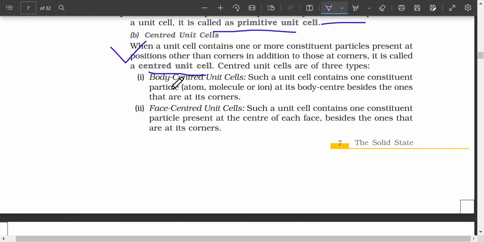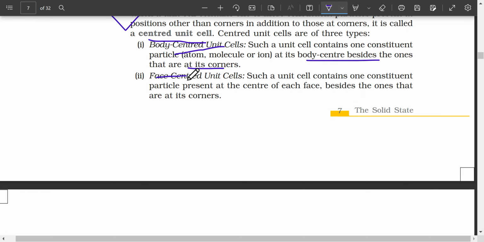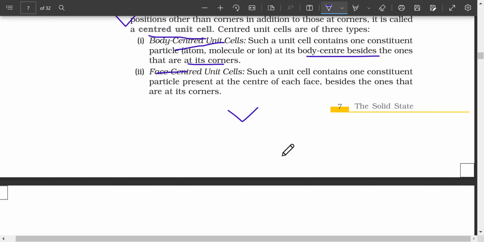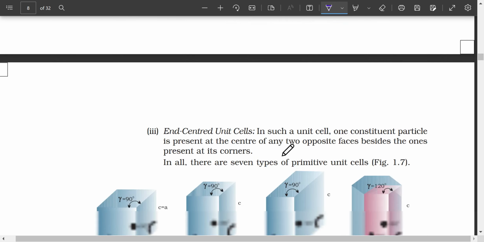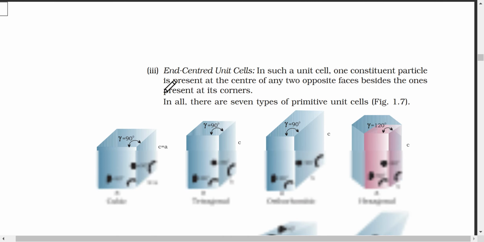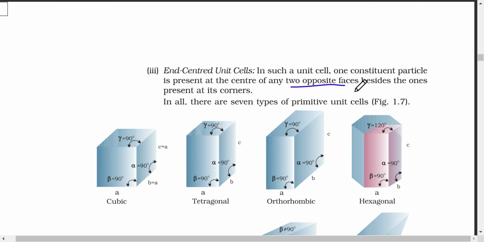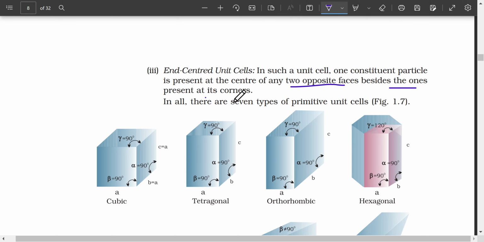Centered ones are of three kinds, okay, because we are taking a cubic unit cell, so you have a body centered. Such a unit cell contains one constituent particle at its body center besides the ones that are at its corners. Face centered: where will it be? Again, such a unit cell contains one constituent particle present at the center of each face besides the ones that are at its corners. Then end centered: at the ends, it is present at the center of any two opposite faces besides the ones present at its corners.